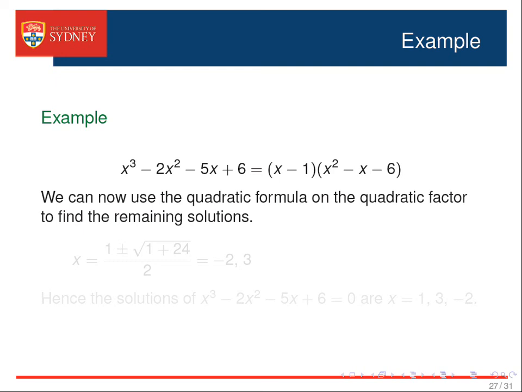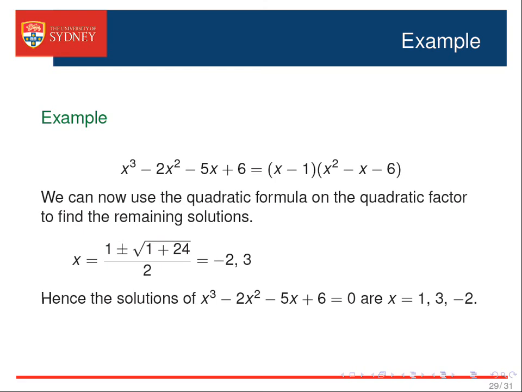Now that we found the quadratic factor, we can use the quadratic formula to find the remaining solutions if they exist. Substituting the corresponding values in the quadratic formula, we find that minus 2 and 3 are solutions as well. So the solutions for this cubic equation are 1, 3, and minus 2.